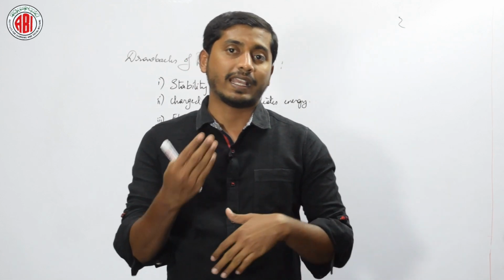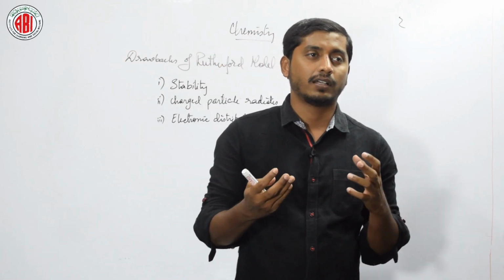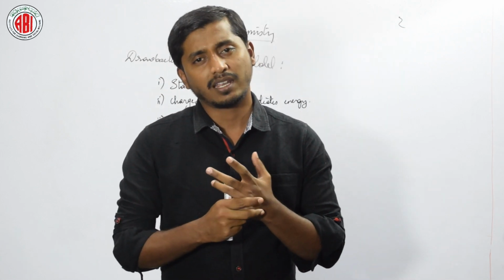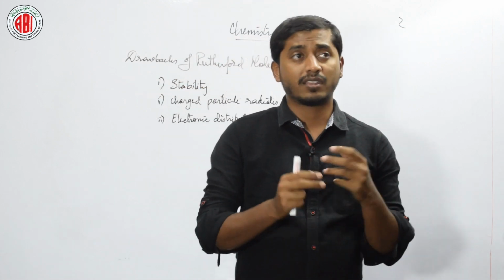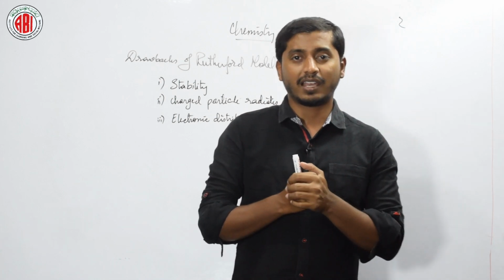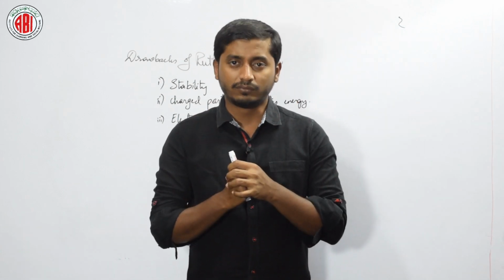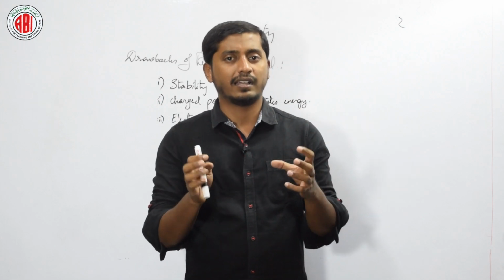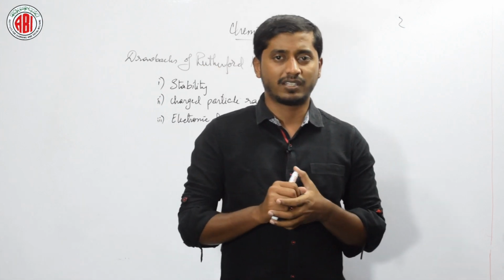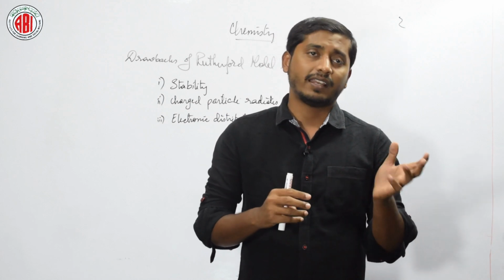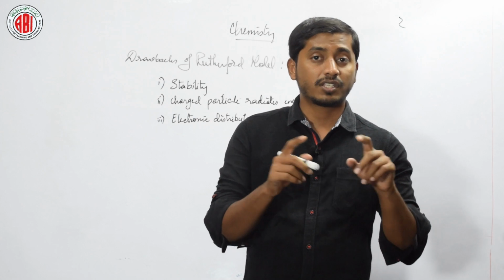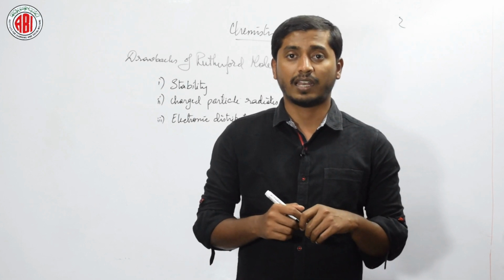Before going on to the next model, let us have a glance at the previous ones. According to J.J. Thomson, the whole atom is something like a watermelon, in which he classified the red part and black seeds as electrons and protons. The next is the Rutherford model. He tells that the electrons revolve around the nucleus.